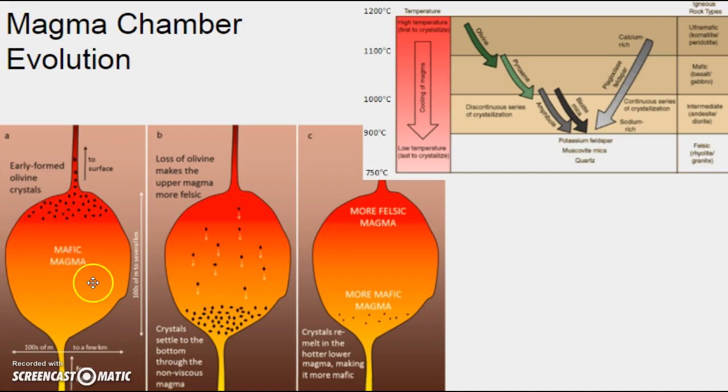So if I have this liquid rock deep inside the earth, it's going to be relatively ultramafic to mafic. The early formed olivine crystals at the top are going to be at a lower temperature than at the bottom, so they're going to crystallize out. And this crystallization, olivine in this case, is going to be denser. It's got a lot of iron in it. Iron's going to sink, so you're going to have these crystals settle to the bottom throughout the non-viscous magma. So it's going to sink out.